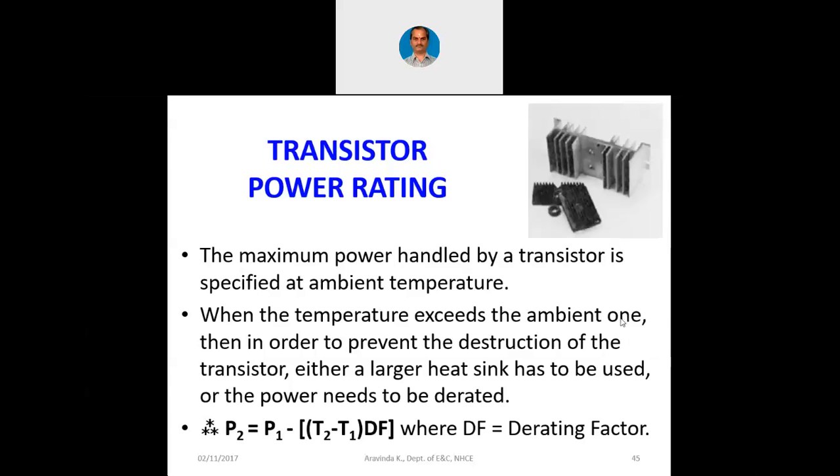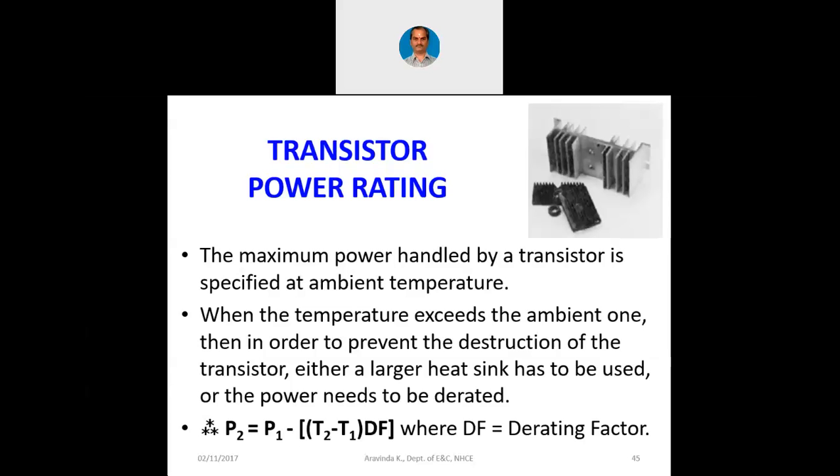When the temperature exceeds the ambient one, then in order to prevent the destruction of the transistor, either a larger heat sink has to be used or the power needs to be derated. We will have to have a much larger heat sink so that the heat will be easily dissipated into the atmosphere. But at times, in such cases, sometimes we may not be able to use a heat sink at all.